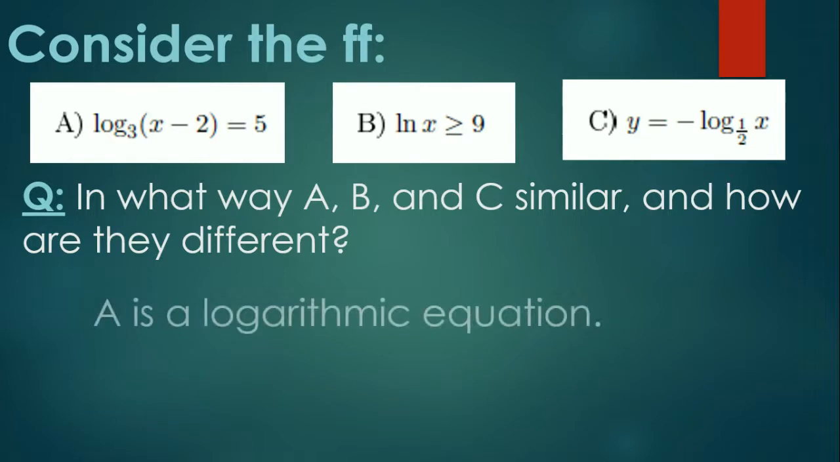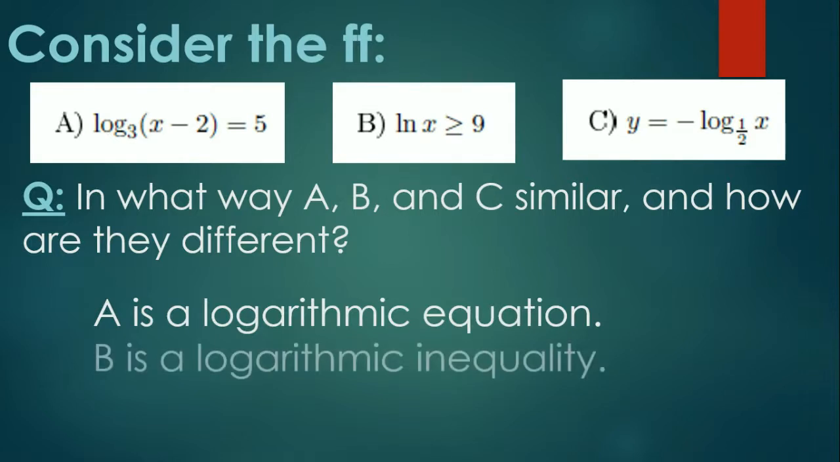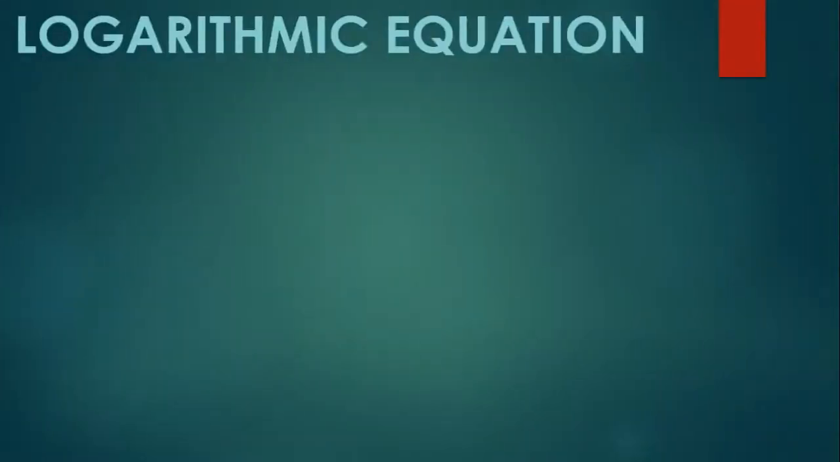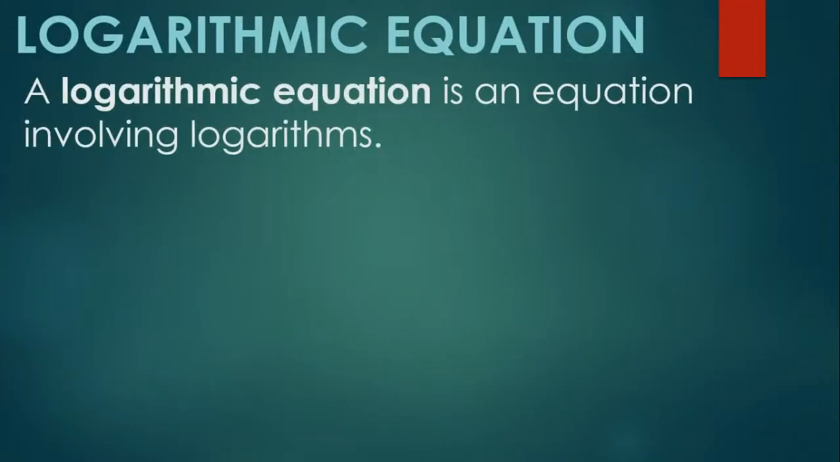Okay, so definitely A is a logarithmic equation since isa yung variable and then there exists an equal symbol. B is a logarithmic inequality because there exists an inequality symbol and then isa lang yung variable niya. And then lastly, C is a logarithmic function since there exists another variable which is y. Okay? So, what is a logarithmic equation? A logarithmic equation is an equation involving logarithms.